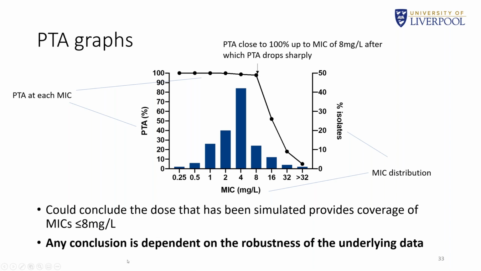So you could conclude from this that the dose that has been simulated here provides reasonable coverage for MICs up to and including 8. But again, I can't reiterate this enough. This conclusion is dependent solely on the robustness of that underlying data. You really have to have a good description of that PK/PD model that generates the PK/PD target, and you really have to have a robust population pharmacokinetic model and a good understanding of variability.